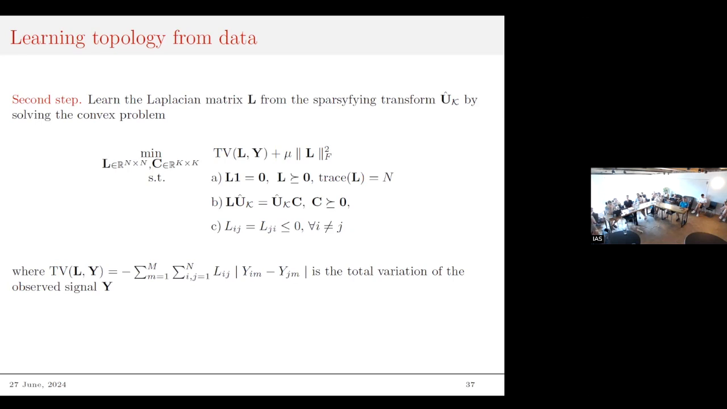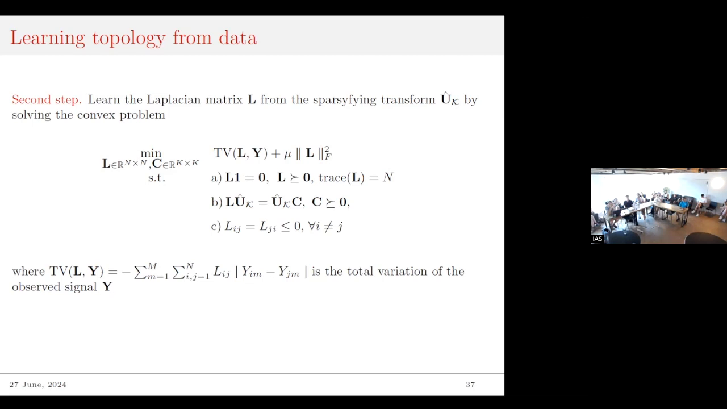We minimize the total variation plus the two norms of the Laplacian with some constraint on the structure of the Laplacian. I don't go into the details of this algorithm, but you can find details in the paper.